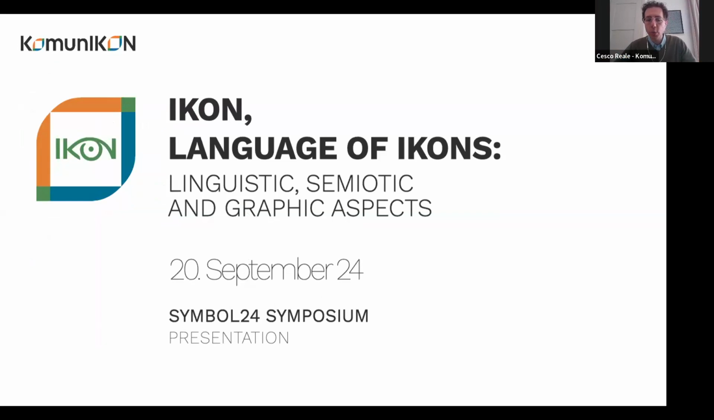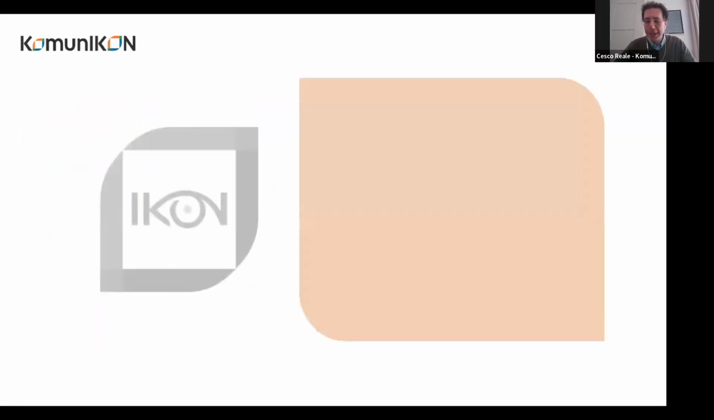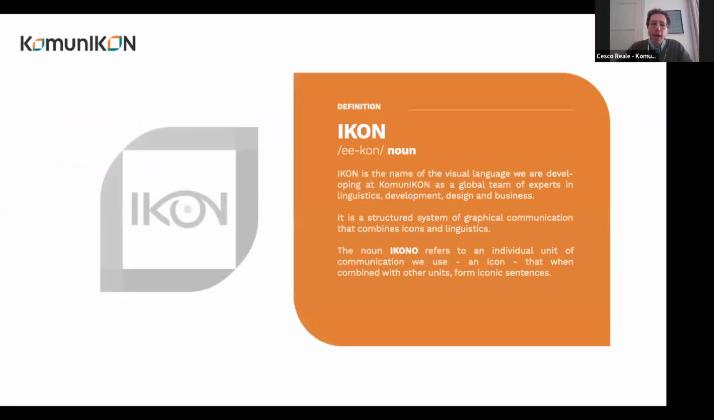The name of the language is IKON, language of icons in English, or iconos. I will explain right now what I'm talking about. IKON is the name of our visual language. And then we use the word ikono to refer to an individual icon of IKON, of our language. The root comes from Esperanto.